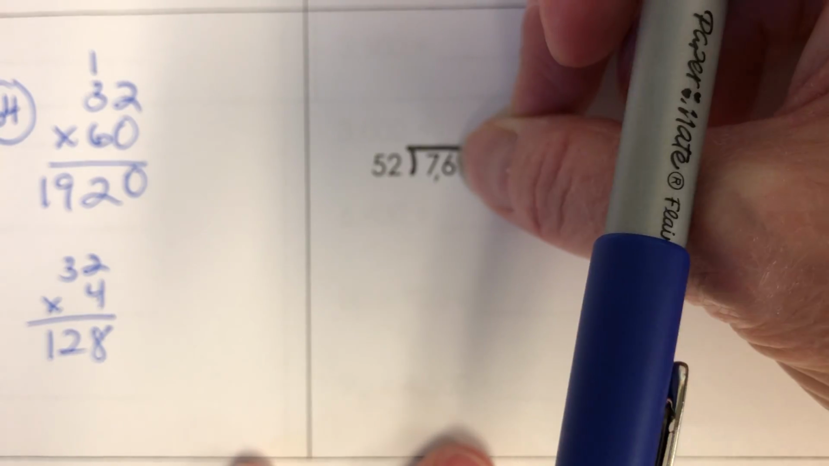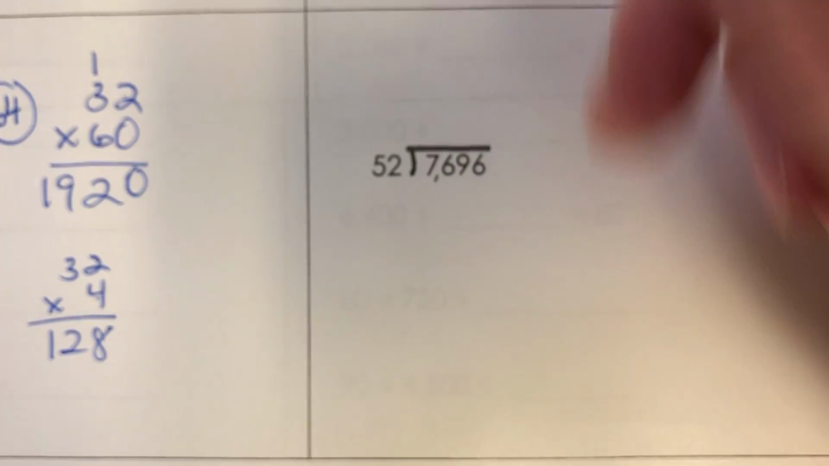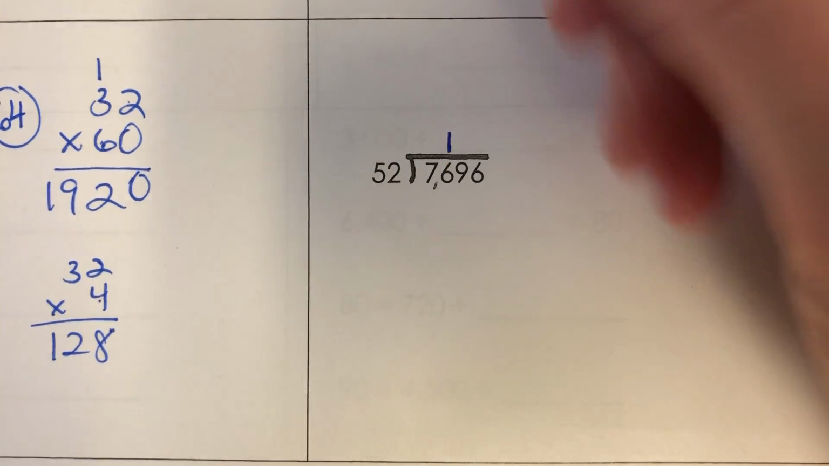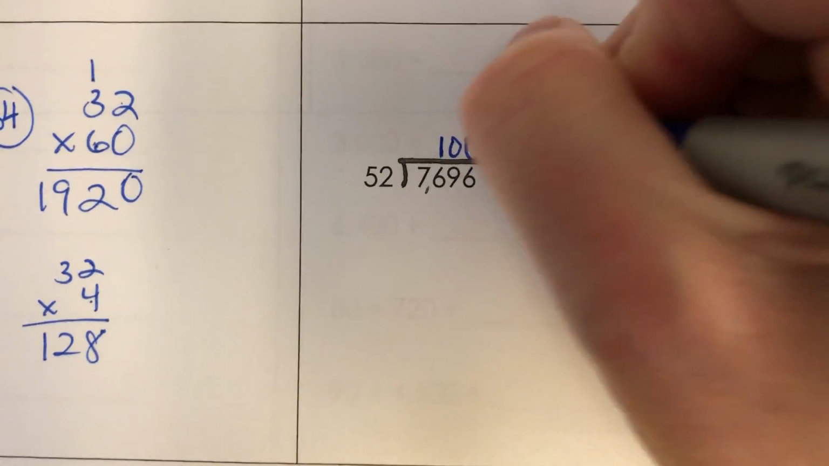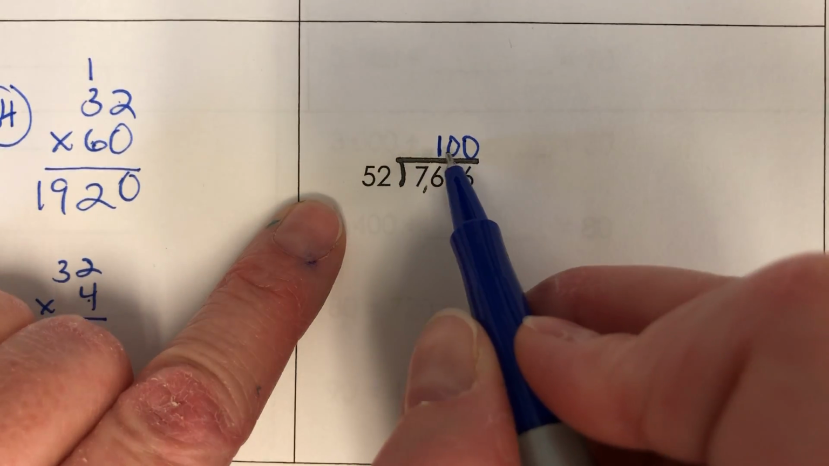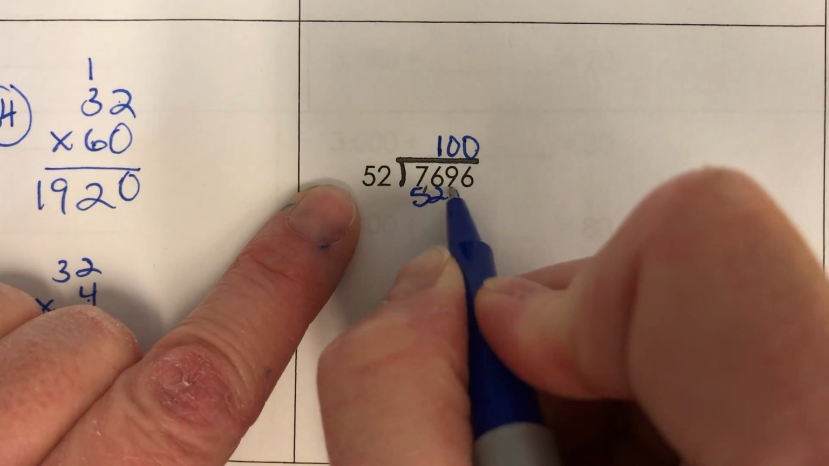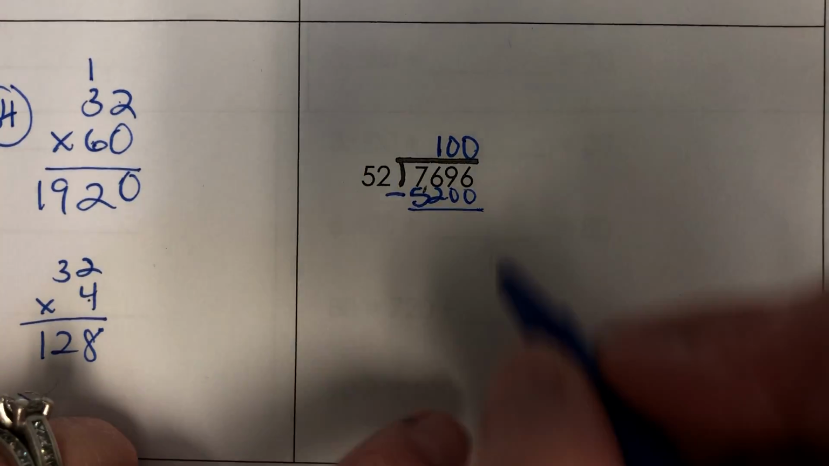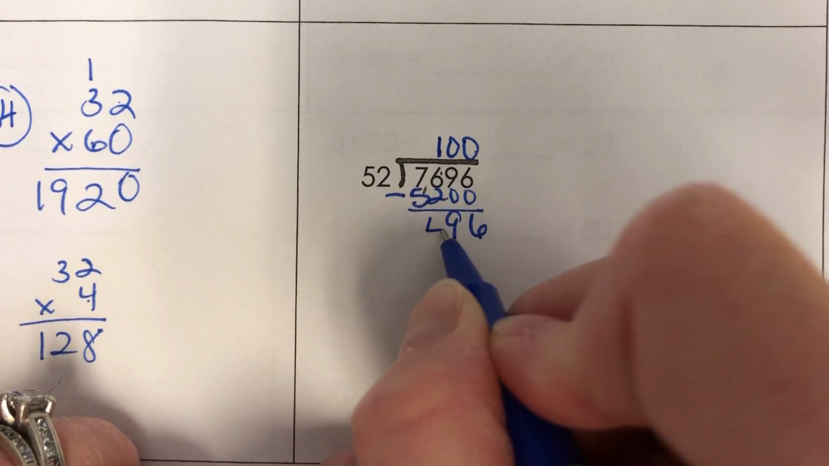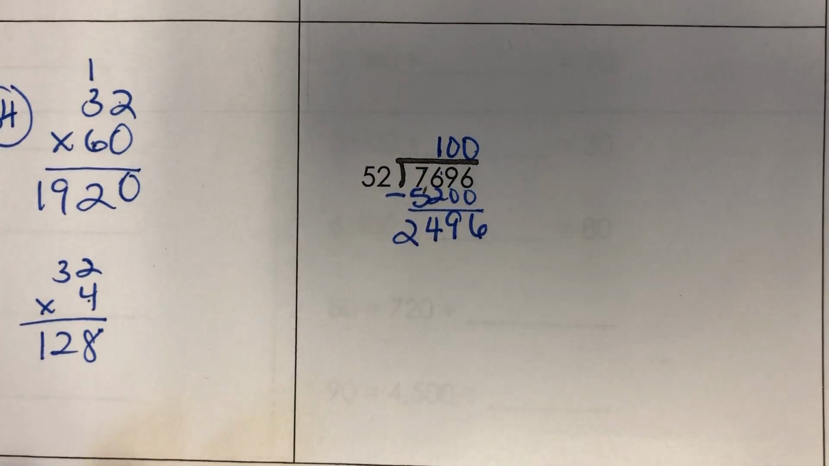52 doesn't go into 7, but it will go into 76. How many times? Just one time, right? So I'm going to write this 1 above the 6 in the 76, and now I have 2 more digits, so I'm going to fill those spaces with zeros. Why? Because it's easy to multiply by 100. 52 times 100 is 5,200. And we subtract to see what's left. 6 minus 0 is 6, 9 minus 0 is 9, 6 minus 2 is 4, and 7 minus 5 is 2. So I have 2,496.